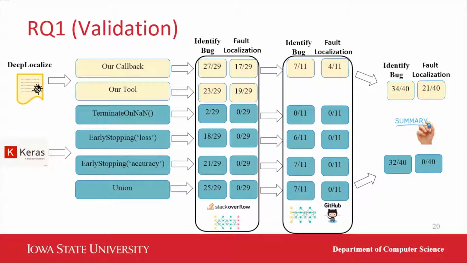And our tool is able to identify bugs for 23 out of 29 buggy programs, and determine precisely the layer or the parameter that causes the error for 19 out of 29. In contrast, the union of the 3 Keras methods is able to identify 32 out of 40 bugs, whereas the 3 Keras methods are not able to localize any faults.